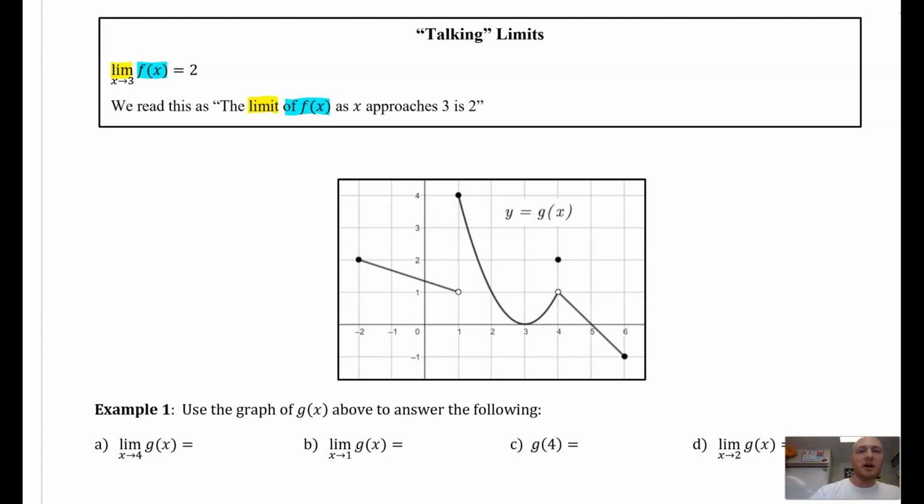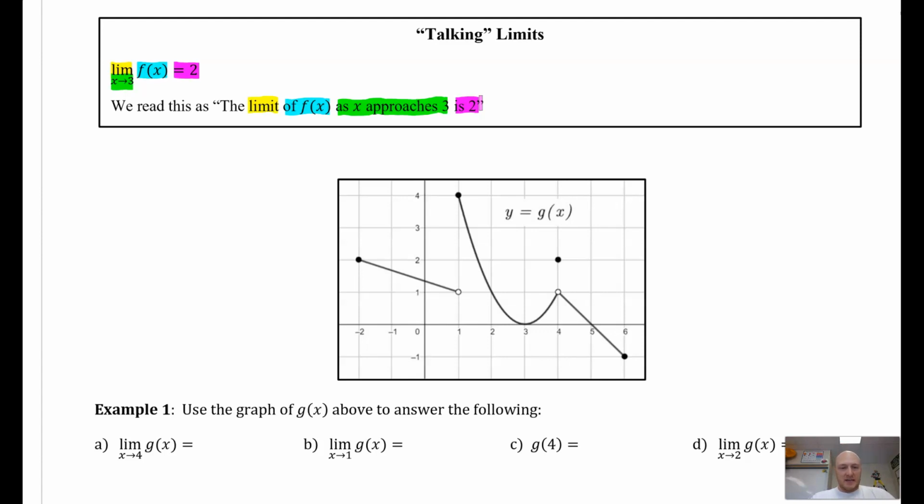Then we describe the x values: as x approaches 3. And then we say it is 2, or it's equal to 2. So that's how you would read a limit. If you need to, pause it and read some of these other examples and see if you got it. Feel free to do that.